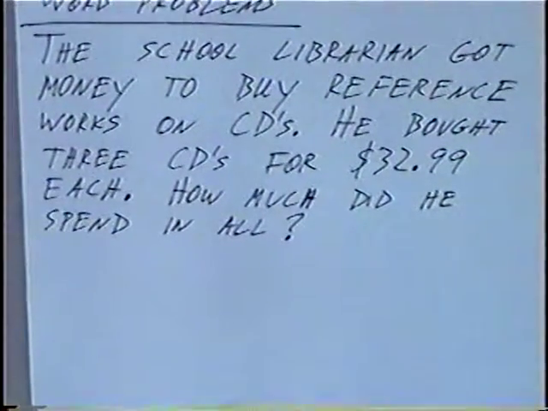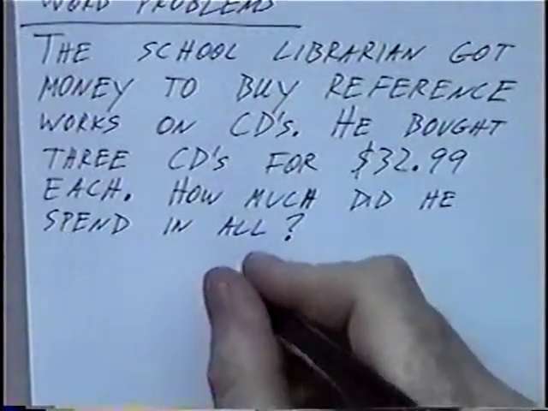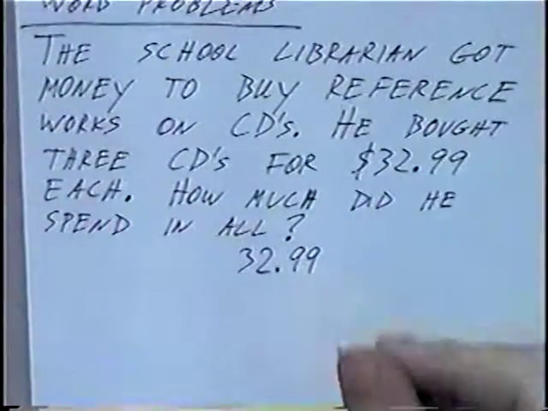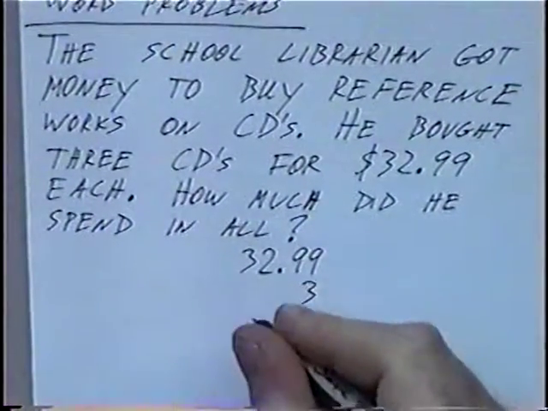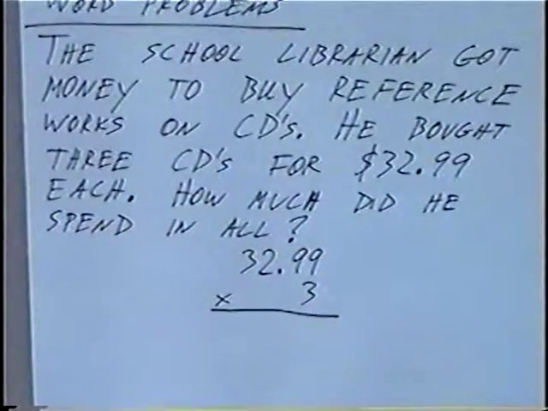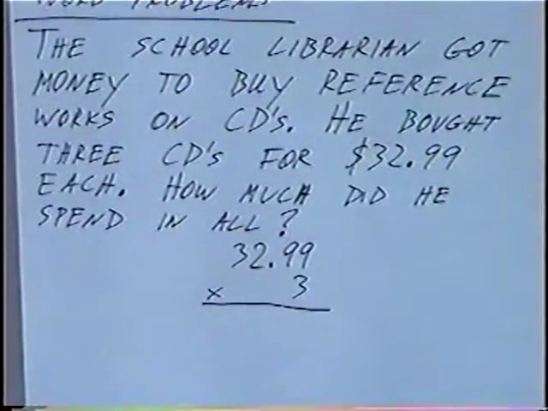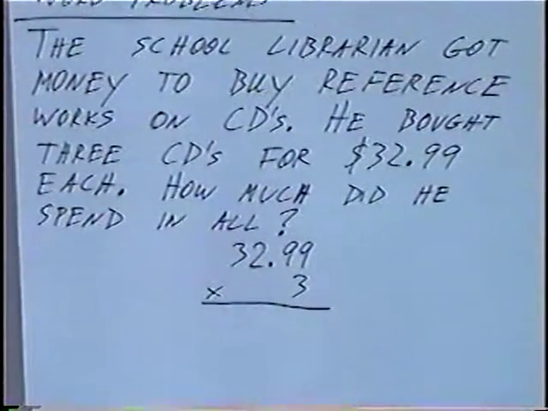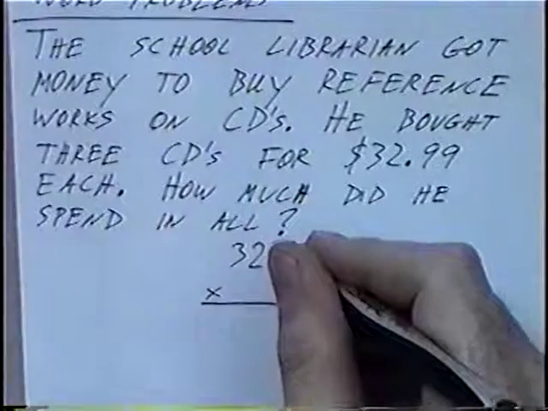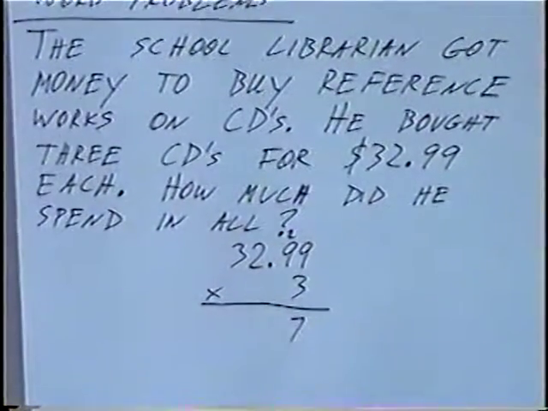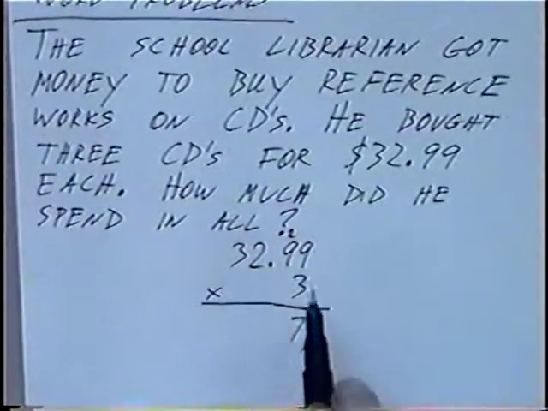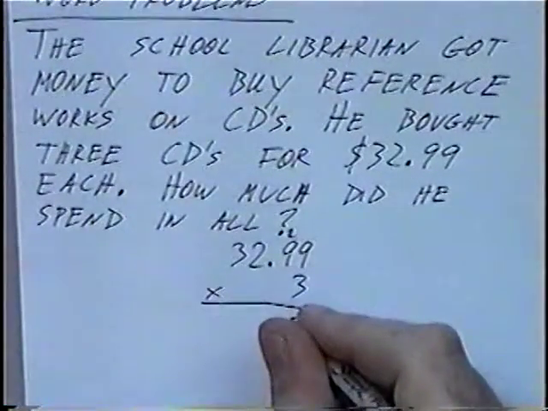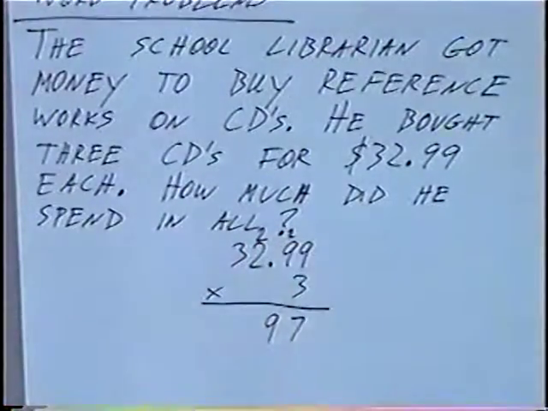You could also multiply numbers like we did in the previous sections. You can take the cost of each CD, 32.99, and since he bought 3 of them, we can multiply by 3. And that will tell us how much he spent in total for all 3 CDs. Multiplying 3 times 9, that would be 27. Carry the 2. 3 times 9 again would be 27. Adding 2 this time would be 29. Carry the 2.